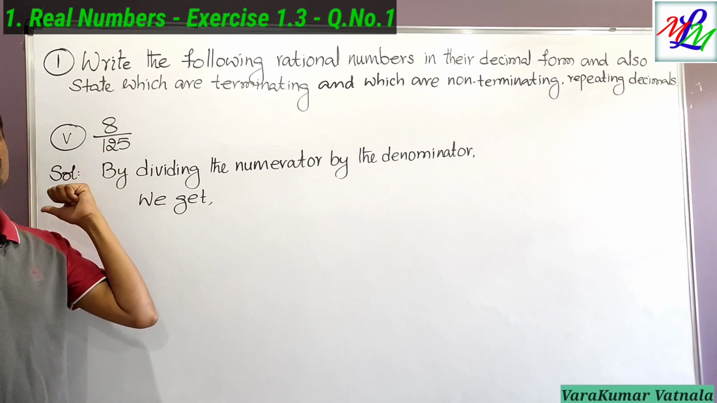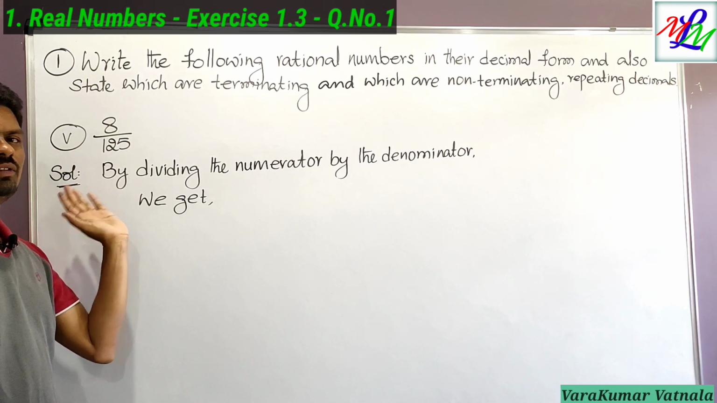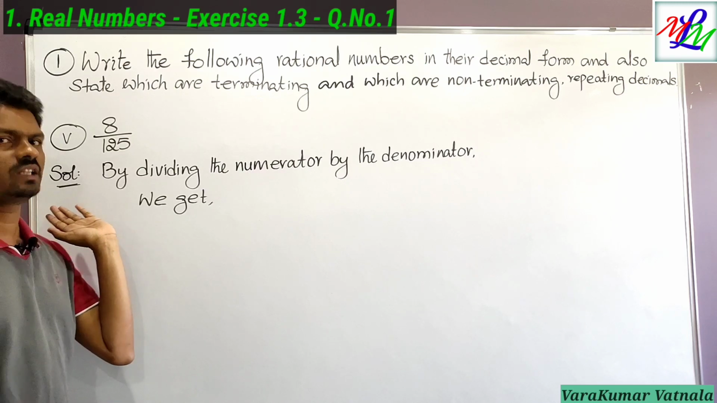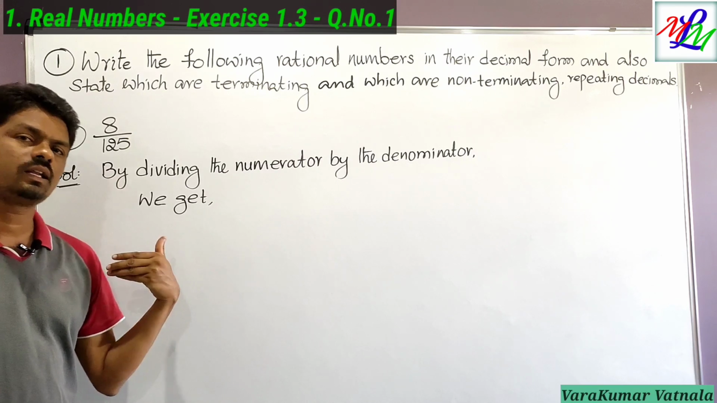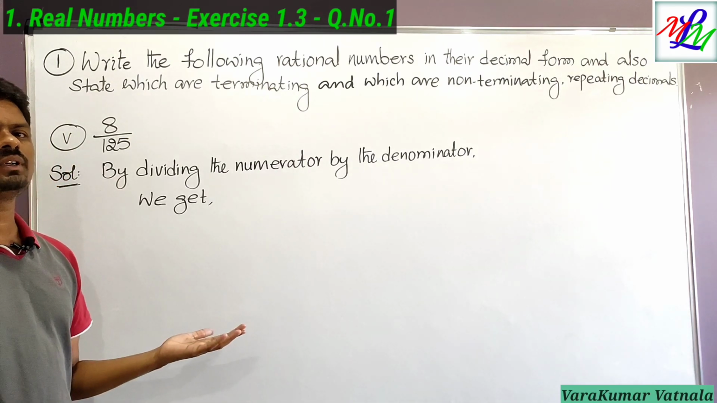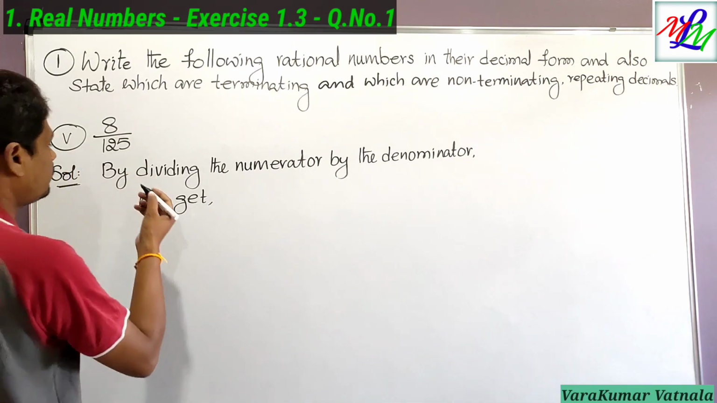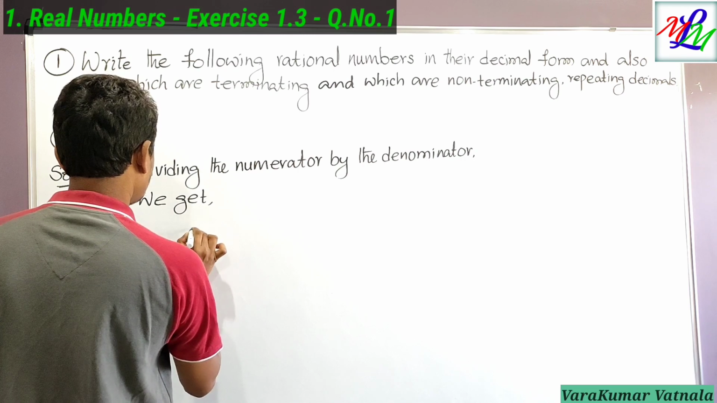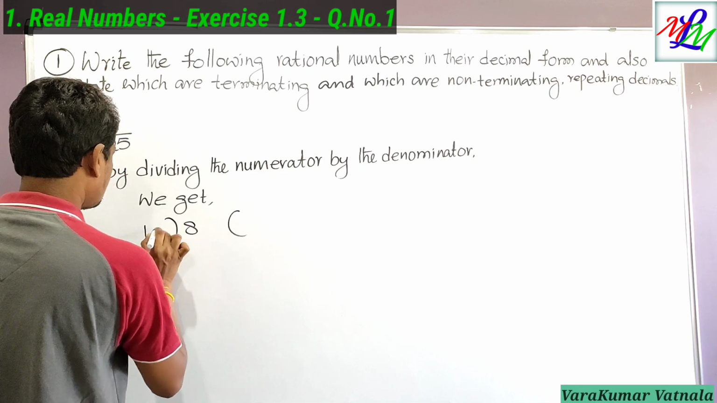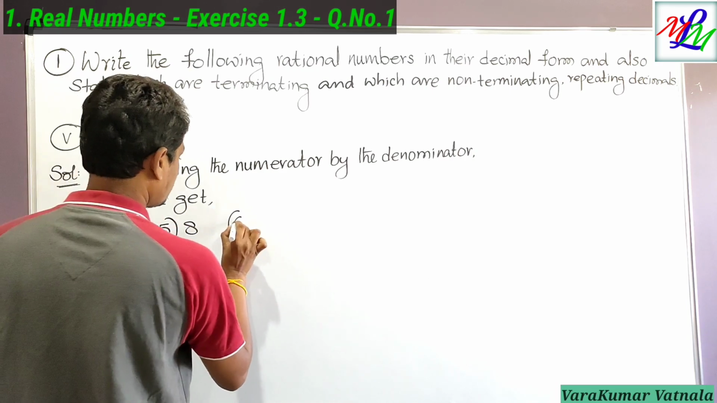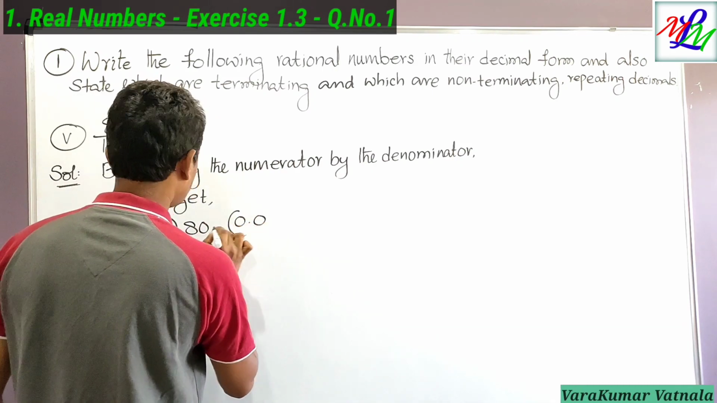8 by 125. Again we have to write the decimal form of the given rational number by dividing the numerator by the denominator. Then we have to say whether it is a terminating or non-terminating repeating decimal. If the division is completed, we say it is terminating, otherwise it is non-terminating repeating. So 8 by 125 is given. The numerator is 8 and the denominator is 125. It is very clear 8 is less than 125, so it won't go. So write a decimal and a 0. Again it won't go. Again write 0.